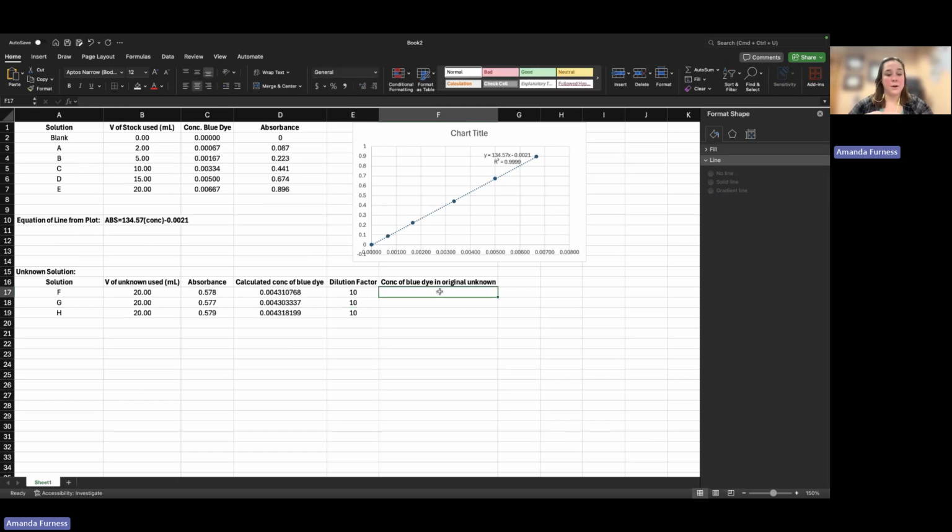Which means then my original sample is going to be 10 times more concentrated than the measured sample, right? This should make sense. So then to calculate the original, I can do the same thing where I'll say equals, right? And then I'm going to take the original sample times the 10x dilution factor, and this would be the concentration in my unknown vial. All right, this is the concentration that I'm trying to report.